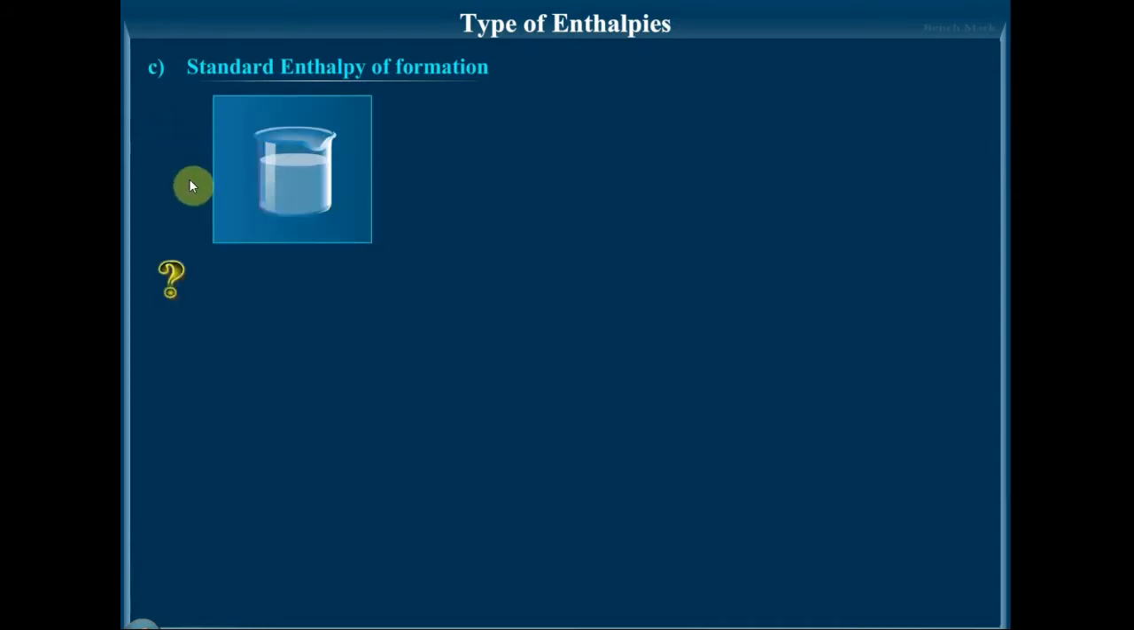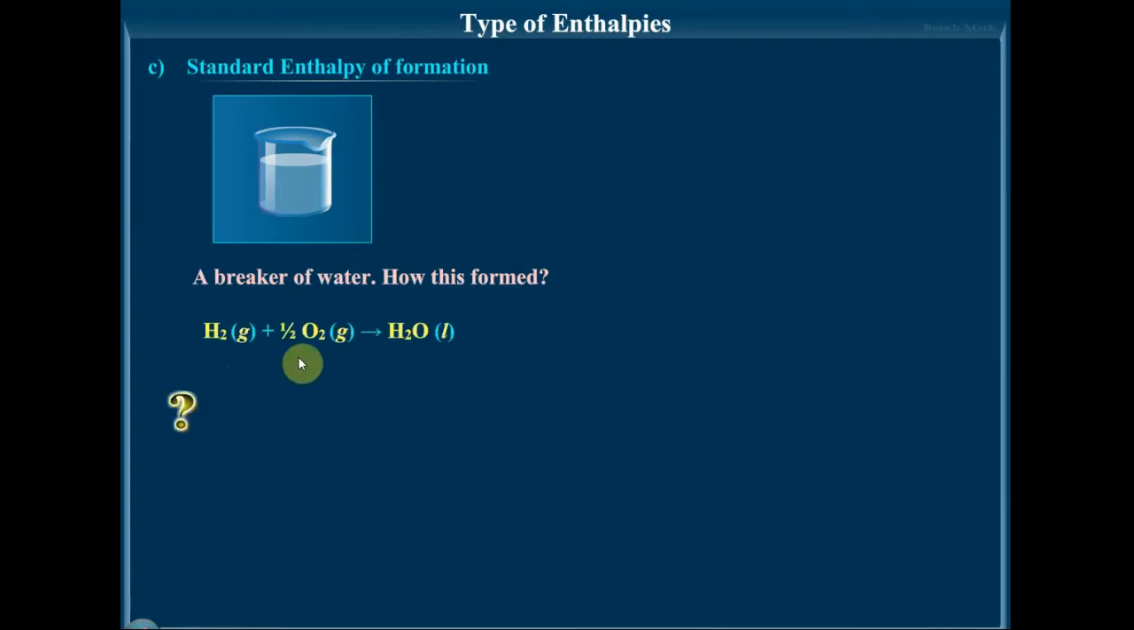So here water is given, a beaker full of water is there. And how is this formed? Actually, water is formed from its constituent elements, hydrogen and oxygen. So you can write the equation here, H2 plus half O2 gives H2O, because all the enthalpies are for 1 mole. So here the coefficient of H2O has to be kept 1. And H2 and O2 are in the gaseous state and H2O is in the liquid state.